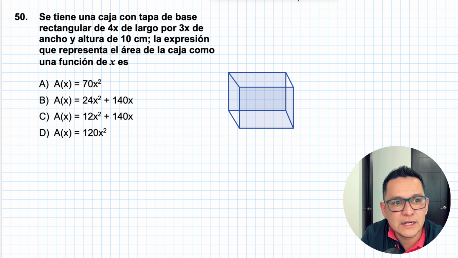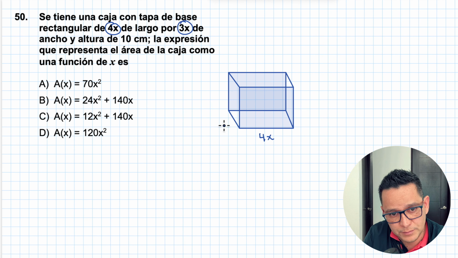All right, let's put the measurements, it says. It's 4x long, so here it's 4x by 3x wide. So over here, sorry, over here we'll put 3x, which is what it has.